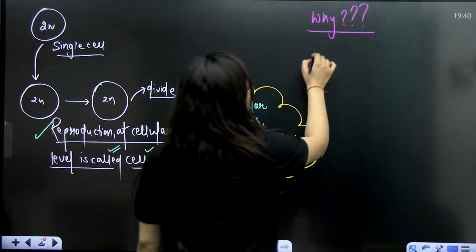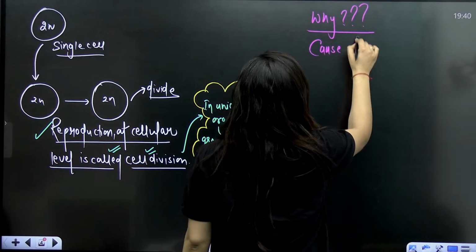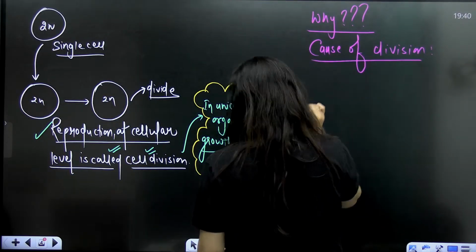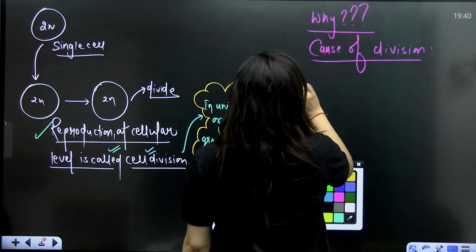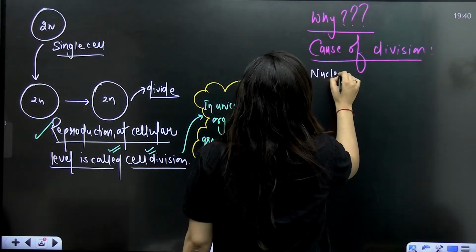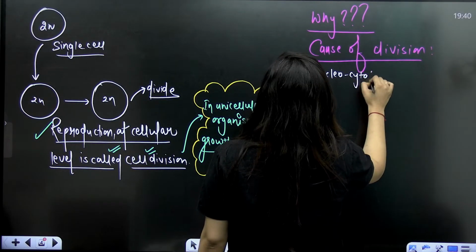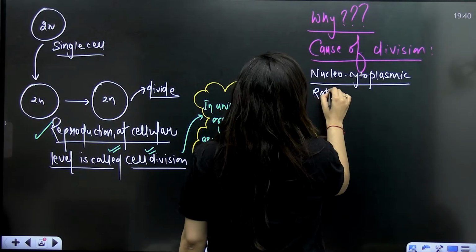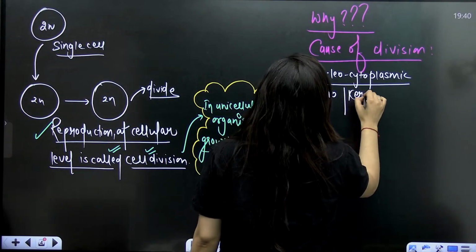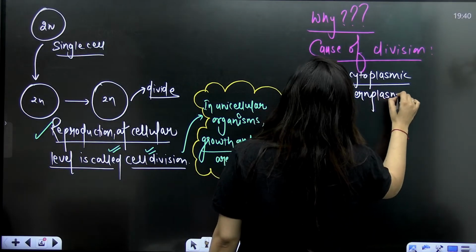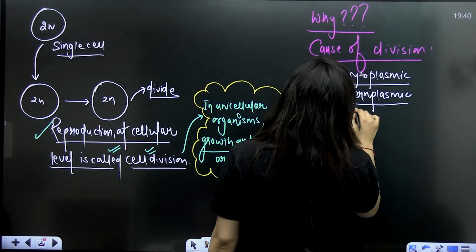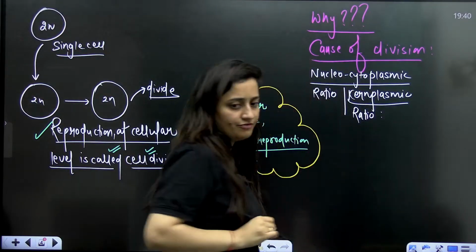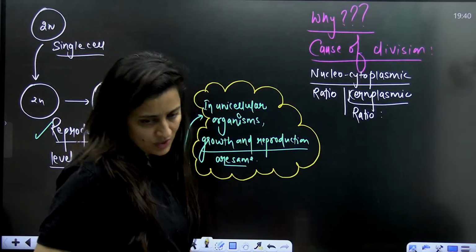So when you talk about the cause of that division, the cause of mitosis, what is that cause? There are two things which you have to take care of, guys. Number one is the nucleocytoplasmic ratio. This is the actual reason. Nucleocytoplasmic ratio, also known as the karyoplasmic ratio. This is something that we have to understand first.